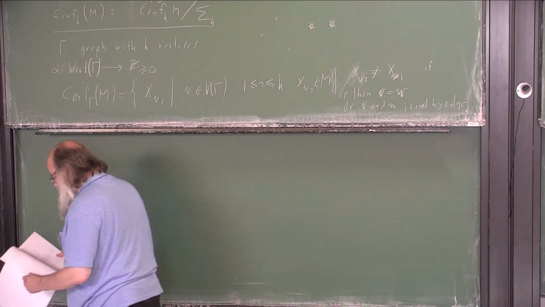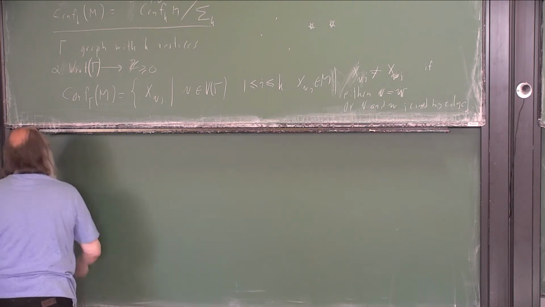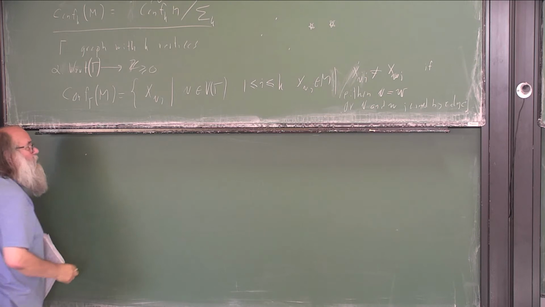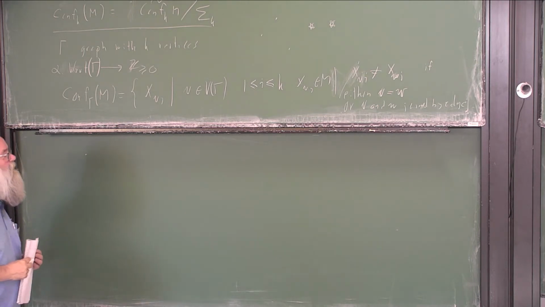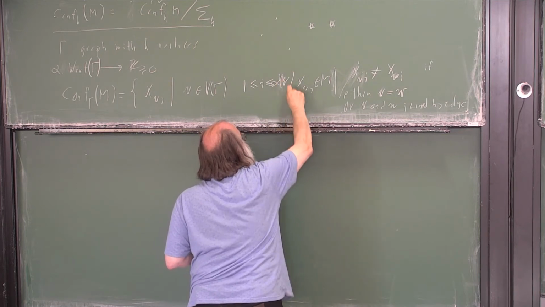So let's take some examples. I have one question. In the definition of Conf_gamma(M), the points are denoted x_{v,i}, with i up to alpha(v), no? Sorry.